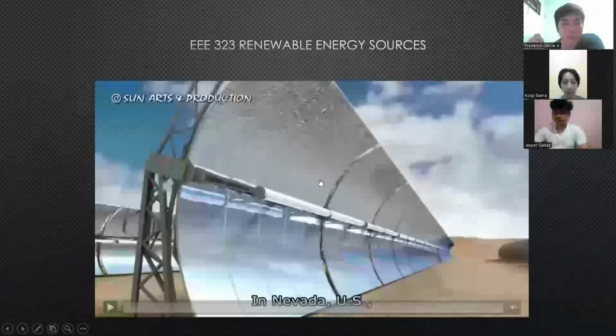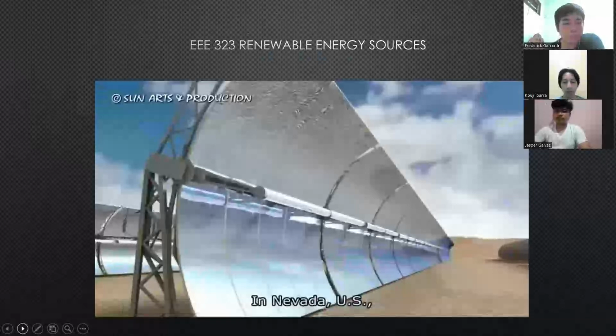We have another version of the parabolic troughs. You can see that they are not hard mounted here. They actually move in an axis of west to east or east to west.